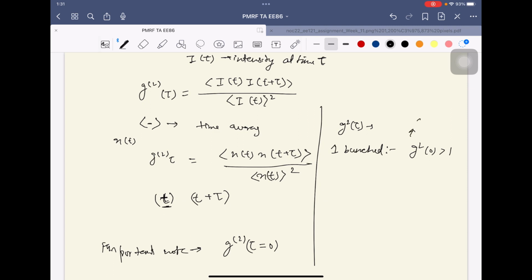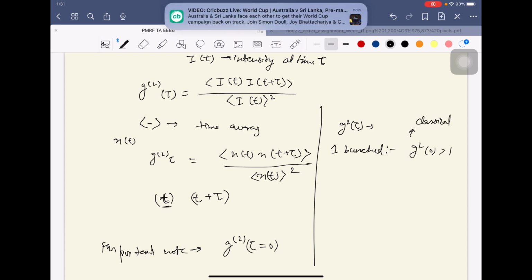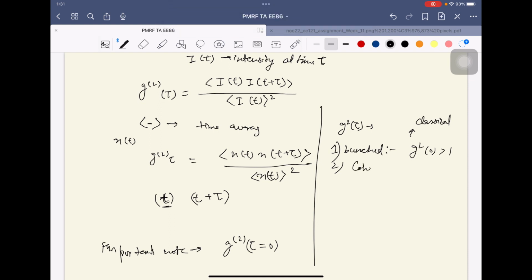So this denotes the classical phenomena of light, or classical optics. The second one is coherent light. For coherent light, this g2(0) value is 1. Similarly for anti-bunching, where we will see a single photon emitter, this is anti-bunched light, this g2(0) will be less than 1.